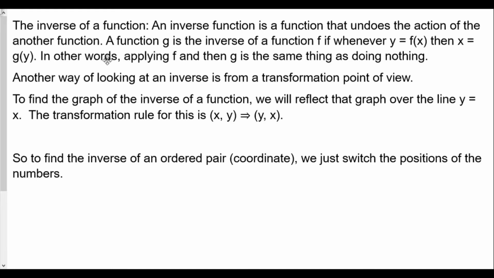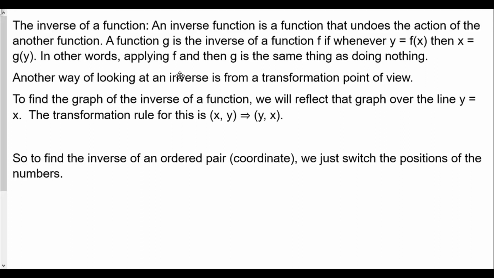inverse of a function. An inverse function is a function that undoes the action of another function, kind of going backwards. A function g is the inverse of function f if whenever y equals f of x, then x equals g of y. In other words, applying f and then g is the same as doing nothing. So the idea is if you do that whole composition of functions, we pop a number into the function and then put the result into the inverse, you get back that same number. So the inverse undoes what the original function does, okay?